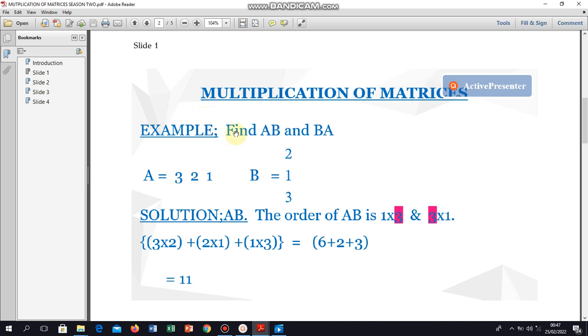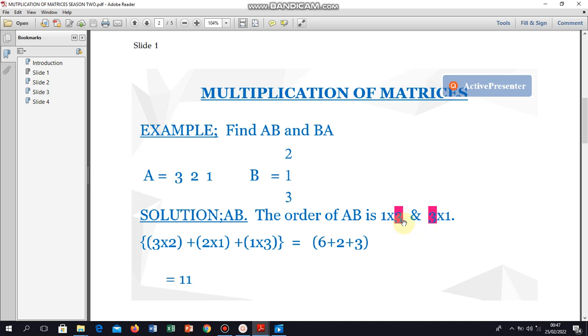So example, I've got to find AB and BA. Here is my matrix A, though I've not placed the brackets. B, I've not placed the brackets either, but as a student, when dealing with matrices, you place the brackets. Solution: AB, the order of AB is 1 by 3 and 3 by 1.